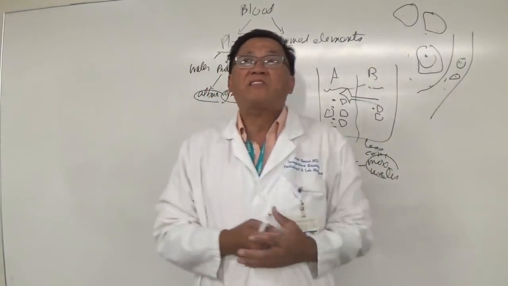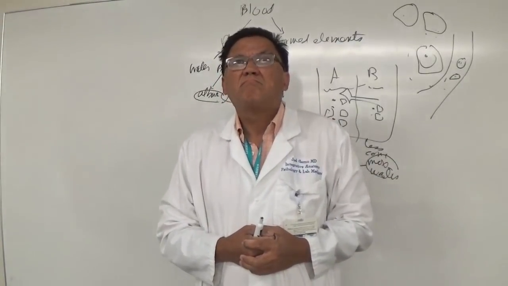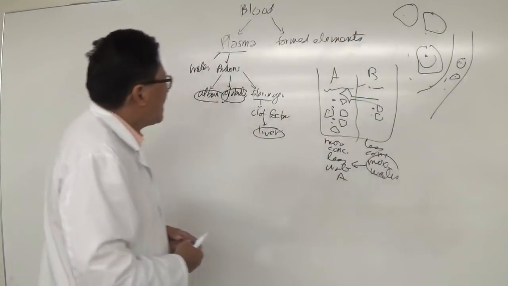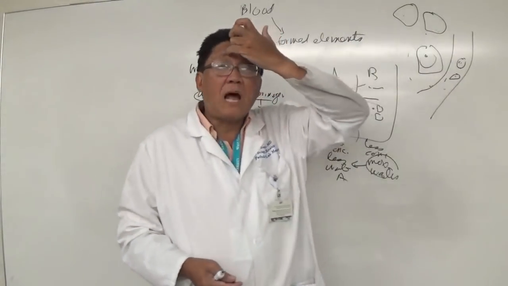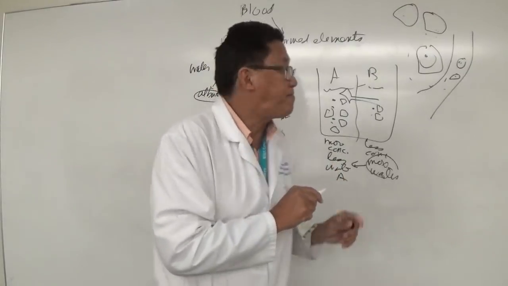So who do you think will have a greater compartment, 60%? Intra or extra? Intra. Because who needs the water? Cells. Very good. So will this be affecting, for example, if you have hypoalbuminemia, what is hypoalbuminemia?